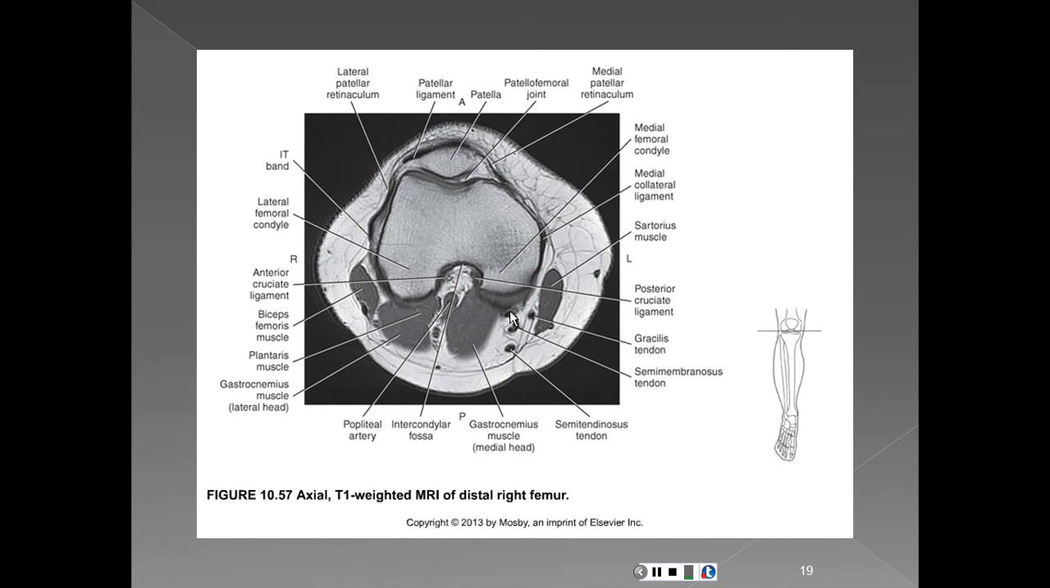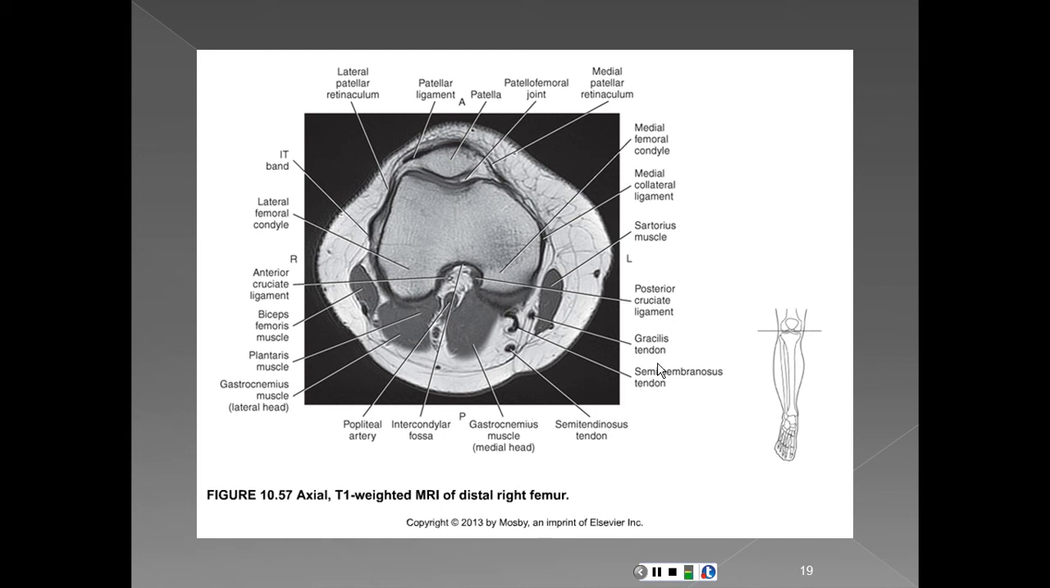And here's a T1 weighted MRI of the distal right femur. So I think this would be a good opportunity to begin the discussion on the muscles of the posterior thigh compartment. Remember, the posterior thigh compartment is the hamstrings. The semitendinosus, semimembranosus, and biceps femoris are collectively known as the hamstrings. The hamstrings are 3 muscles. The quads are 4 muscles. The hamstrings are 3: semitendinosus, semimembranosus, and biceps femoris.